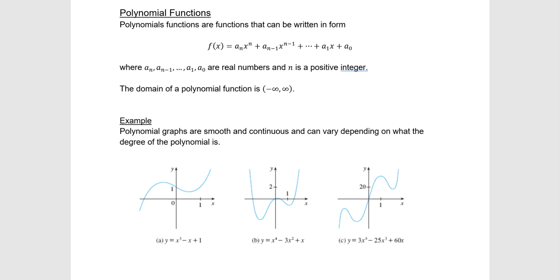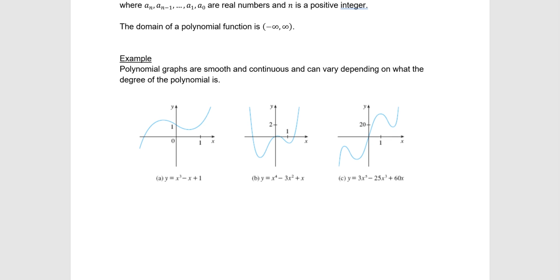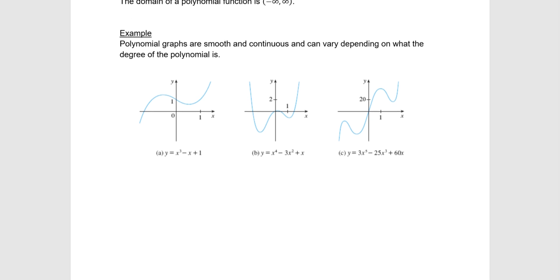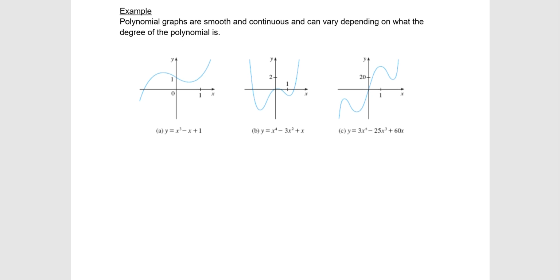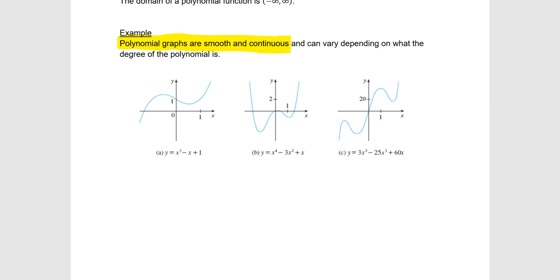The domain of a polynomial function is negative infinity to infinity. We can plug in any value. It won't break any math rules. And here are just some examples of them. It gets more and more complicated the higher degree that we have. Something that's very important is polynomials are smooth and continuous functions. Smooth meaning no sharp turns.